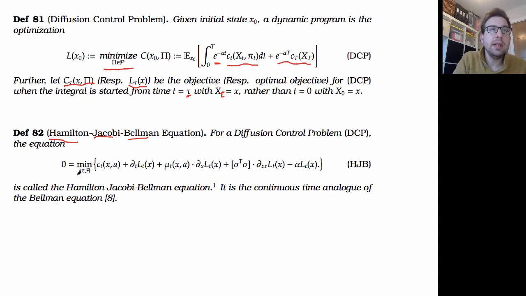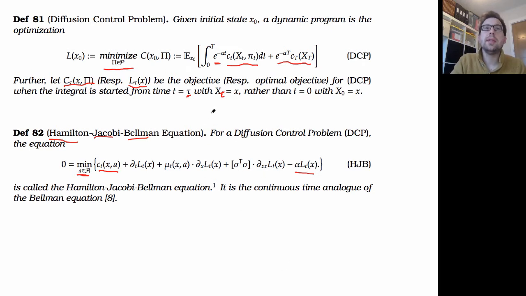We look to minimize the instantaneous costs plus some terms that involve the partial derivatives. Now we've got a partial derivative with respect to time, then a partial derivative with respect to space, then, which wasn't present before due to the diffusivity of the process, a second order partial derivative of this L_t function, and then we subtract a term that accounts for the discount. Now where does this come from?